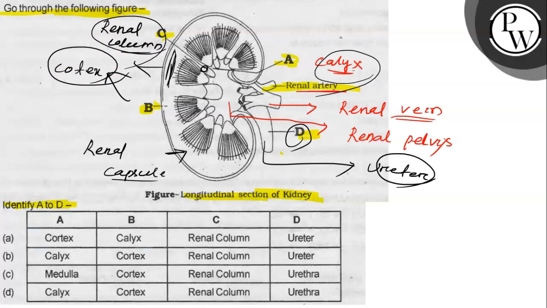So A is representing the calyx, this one has the calyx, and this is also having calyx. These two are wrong here. Then B is representing the cortex, this is also cortex, this is also cortex. Then this is the renal column. C is representing the renal column, this is also renal column. But D is representing the ureter, not the urethra. This is wrong here. So this is the ureter.